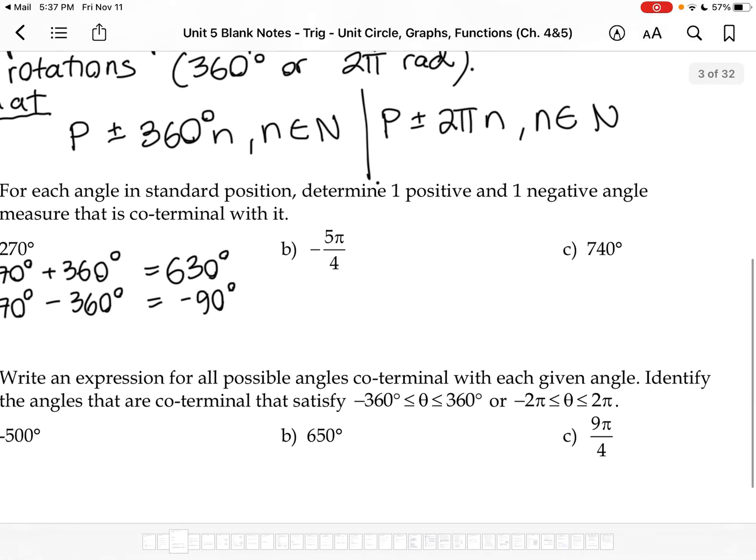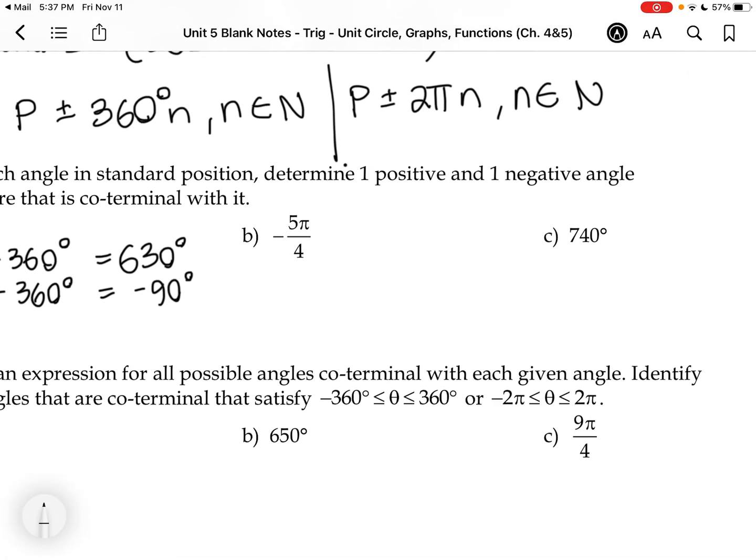Now, when it's in radians, negative 5 pi over 4, we're going to be adding or subtracting 2 pi. So what I like to do is look at the denominator of my principal angle and turn 2 pi into the same denominator, right? So this would be 8 pi over 4, because 8 over 4 is 2. So what I'm going to do is start with this and add 8 pi over 4. And then I can add these because they have the same denominator. So that's 3 pi over 4.